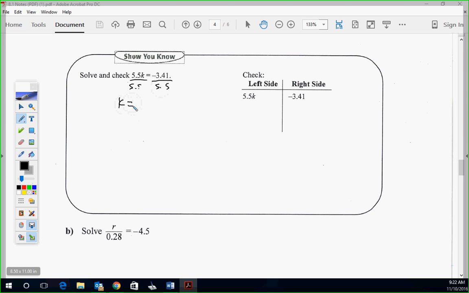What do we get for that one? It's going to be a decimal smaller than 1. 0.62, negative. Okay, negative 0.62, perfect. Now we're going to check it. So we're going to go 5.5 times negative 0.62 equals negative 3.41, and then that calculation should match up.